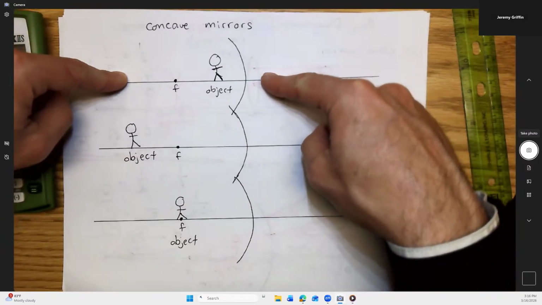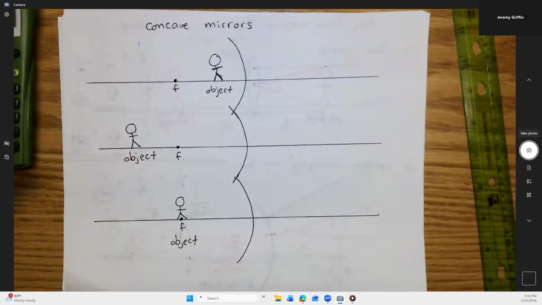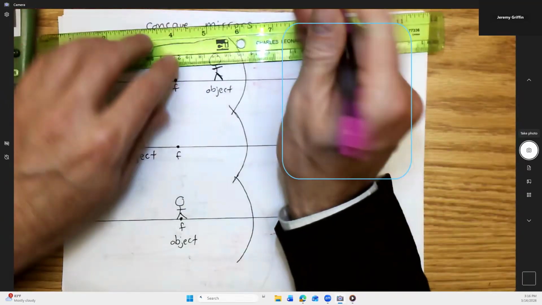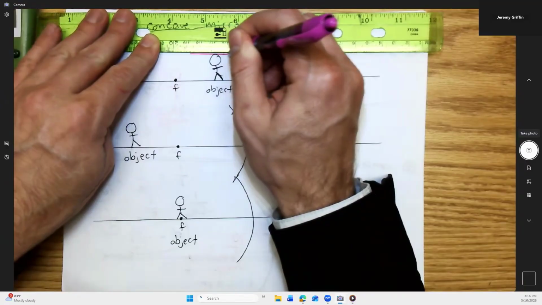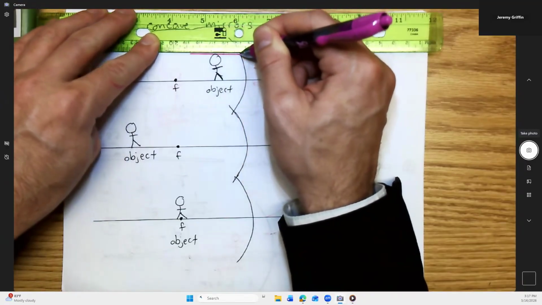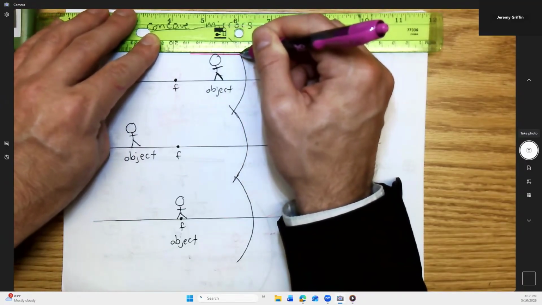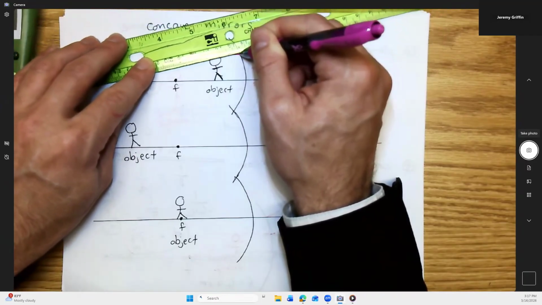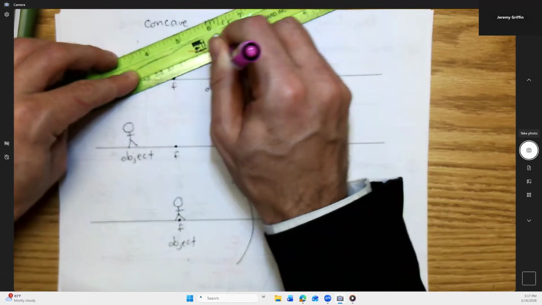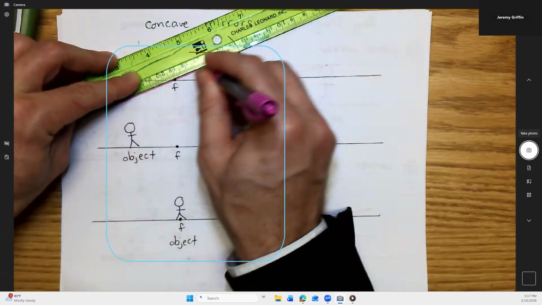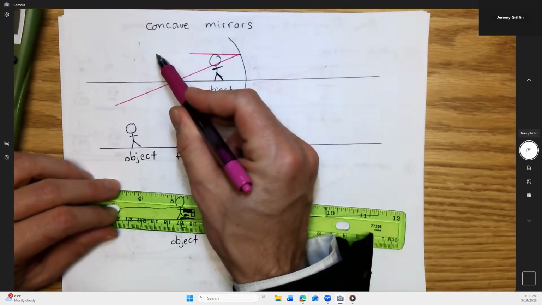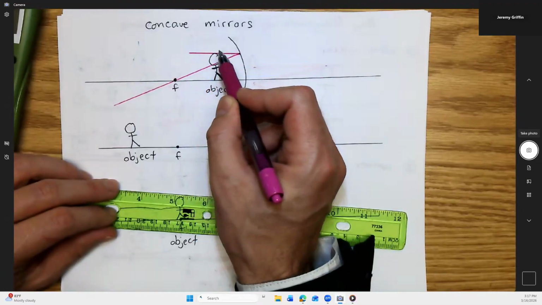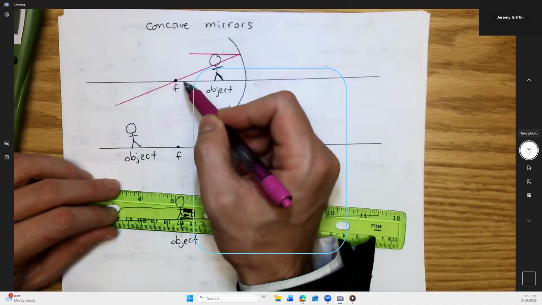Let's start with the object inside the focal length, inside that focal distance. Let's take one line and run it parallel to the top of its head, like a laser light shining that way. See if you can figure out which way this laser light is going to bounce. Straight through the focal point. Do you guys have those two lines? You have this ray of light at the top of his head, parallel to the ground, that bounces right through the focal point.